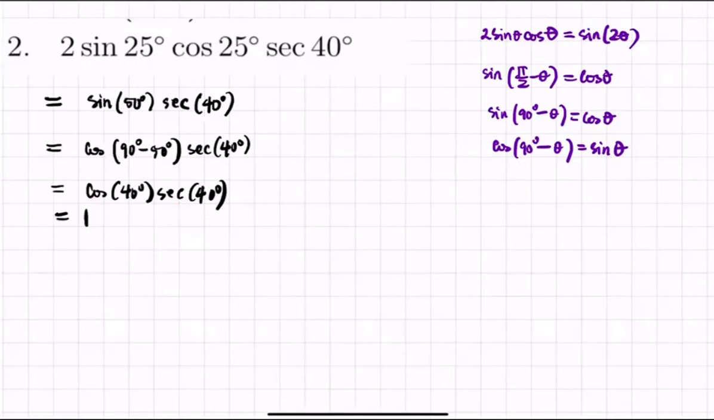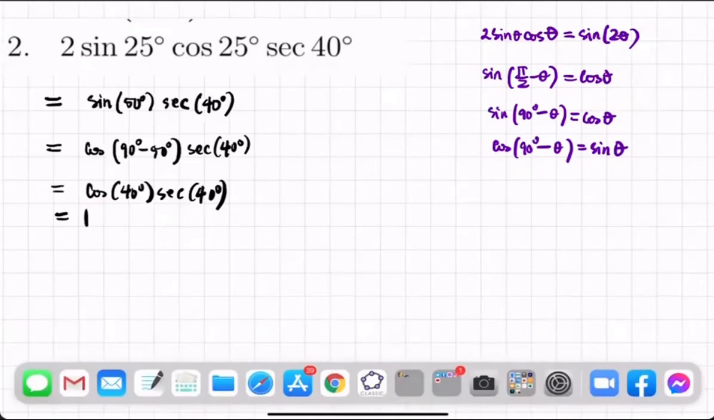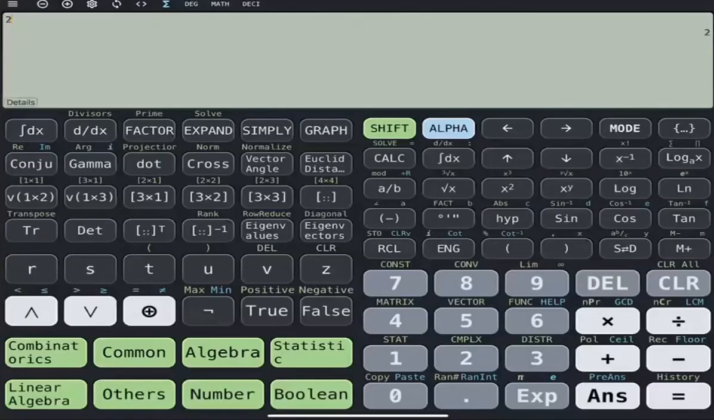Pwede actually natin yung i-verify using a calculator. 25 cosine 25. So, secant 40. Hala, walang secant tong calcu ko. Pero pwede naman natin siyang gawing divided by cosine na lang. Cosine 40 degrees. At kung makikita nyo, ang sagot nga ay 1. Galing diba? Pwede na kayong human calculator.